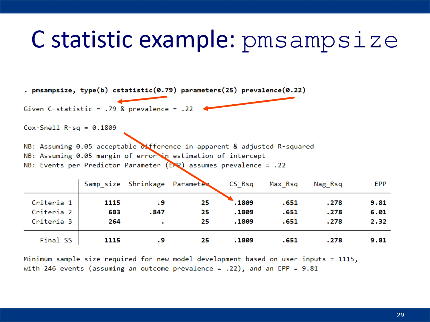So if we take this forward as the lower bound for the performance of our new model, then here you can see I have replaced the R-squared option with the C-statistic option. And pmsampsize uses this C-statistic and the prevalence to calculate the Cox-Snell R-squared using a quick simulation approach. And the Cox-Snell R-squared is then fed into our equations. So you can see here we get an estimated Cox-Snell R-squared of 0.1809, and that is then input into our criteria calculations.